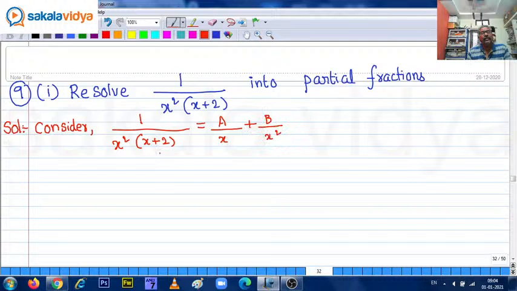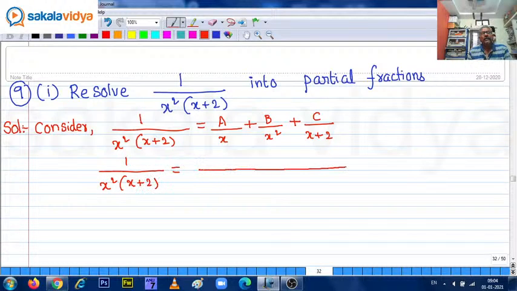But one more non-repeated linear factor is there. For that there exists another partial fraction of the form c upon (x plus 2). Now we need to find out the a, b, c values. Okay, simplification. This is 1 upon x square times (x plus 2).